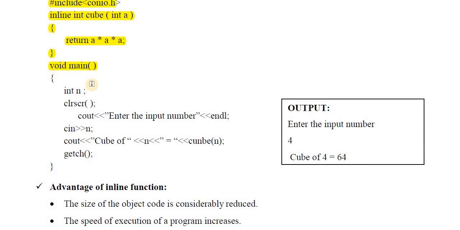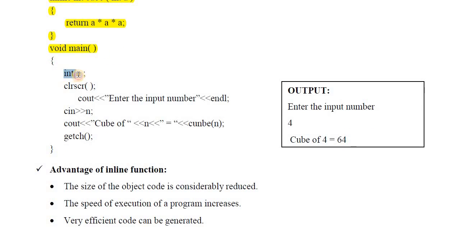Then this is the main function. Here is the normal variable declaration, clear screen, and input of a number. A message will come on the screen, and you have to enter a number. The number will be read into the n variable using cin. Next, using cout, we will print the output, cube of n. For example, here n is 4, so cube of 4.